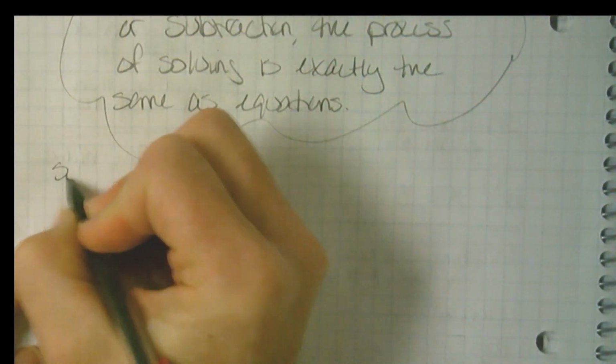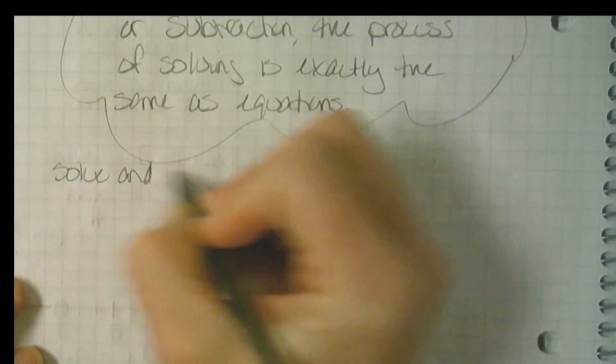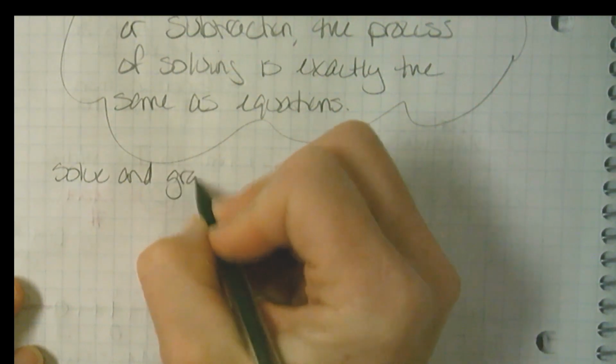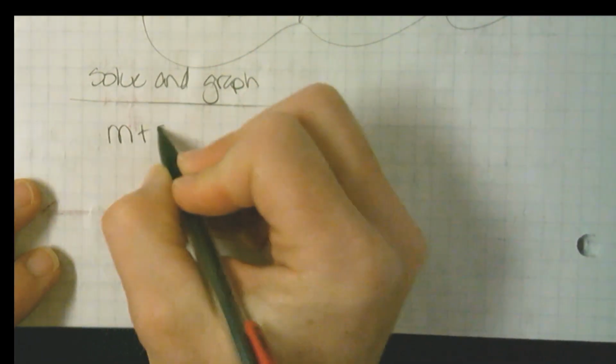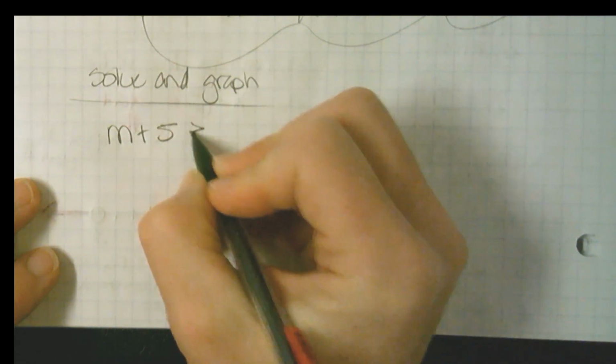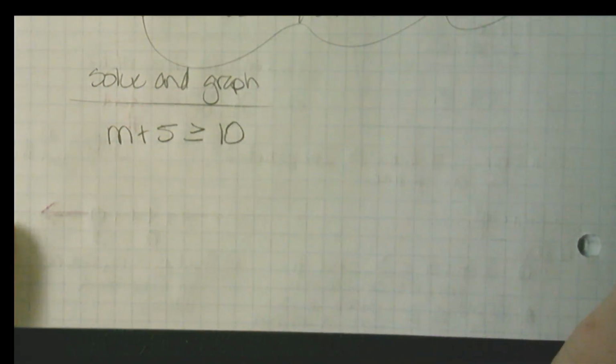So I want you to solve and graph, and then we're going to talk eventually about checking our solution. Okay. M plus 5 is greater than or equal to 10. So all of you solve that, please. Remember, you're doing exactly the same thing you would if this was an equation, the process.